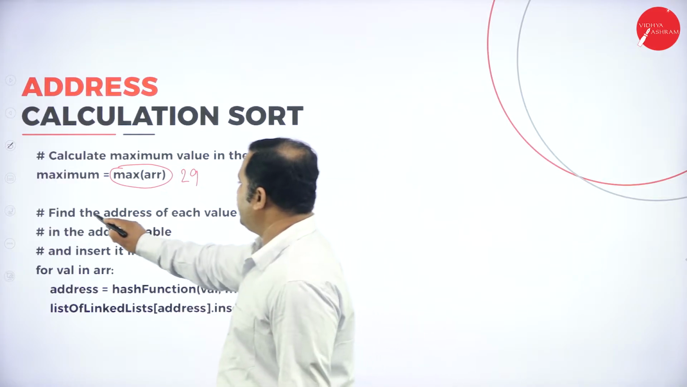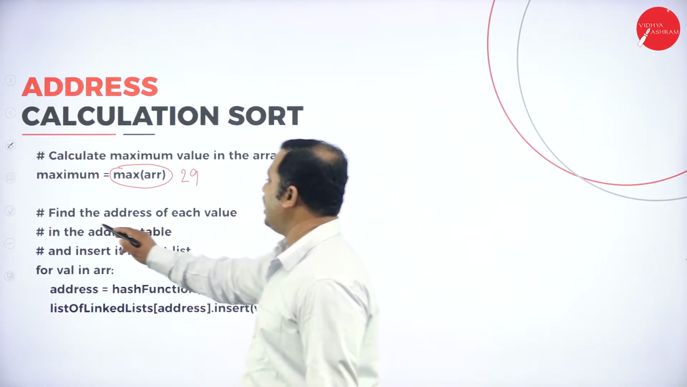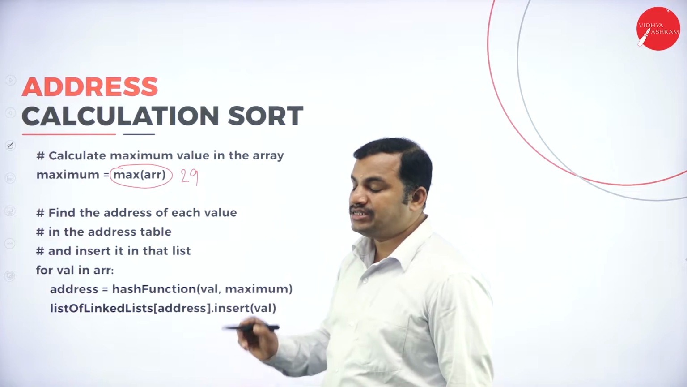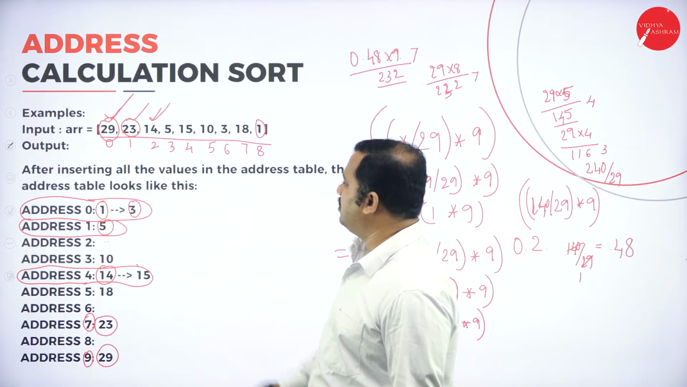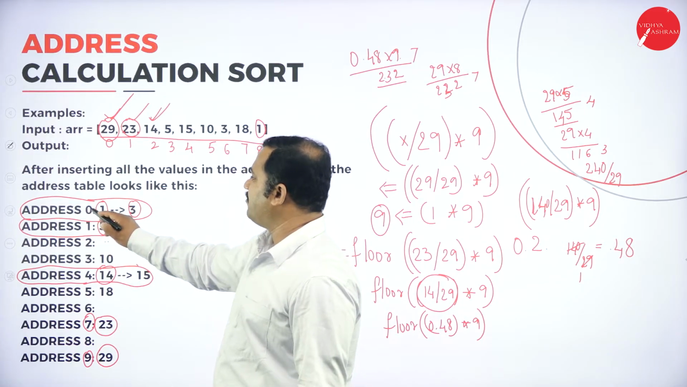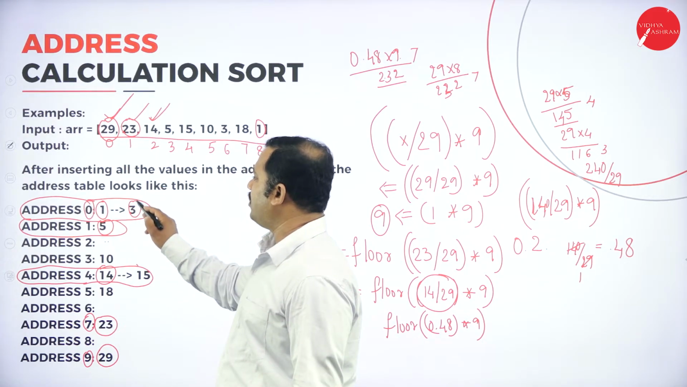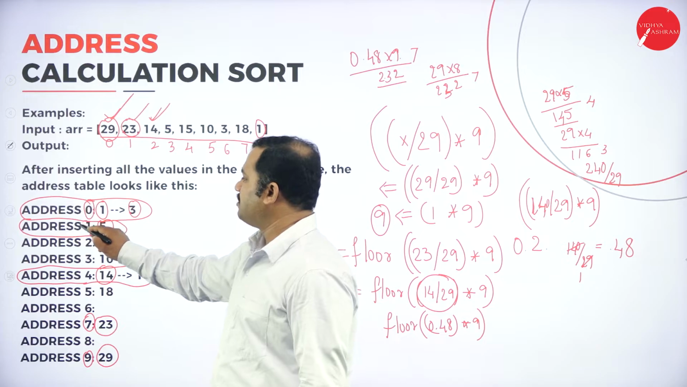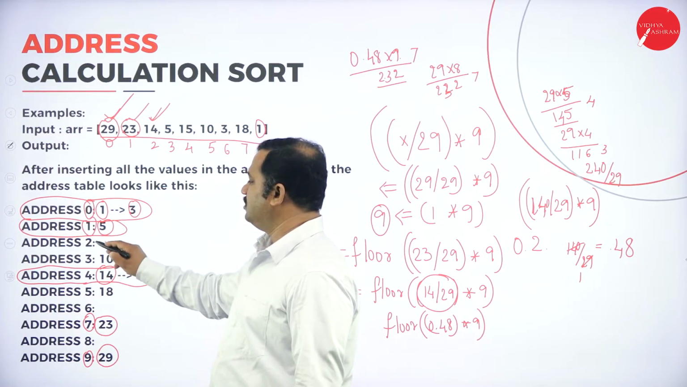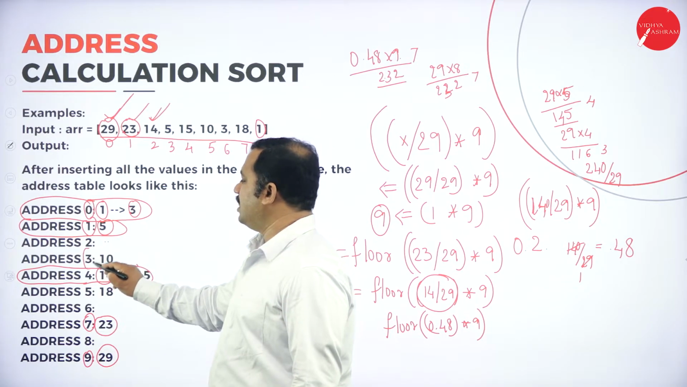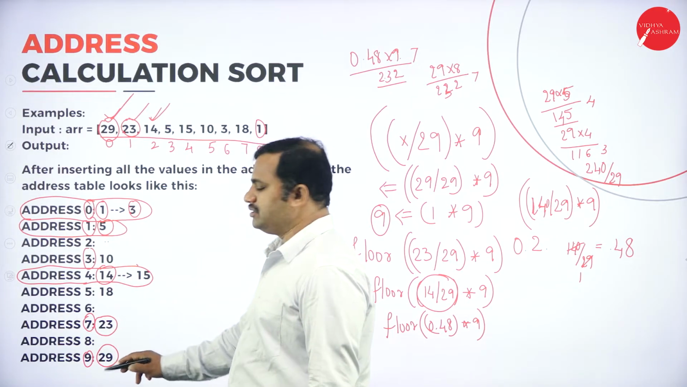Then find the address of each value in the address table. In the address table, we have some values. Address table 0 contains 1 attached with 3. Address table 1 contains the value 5. Then again 2 is empty. Address 3 contains 10, and so on.